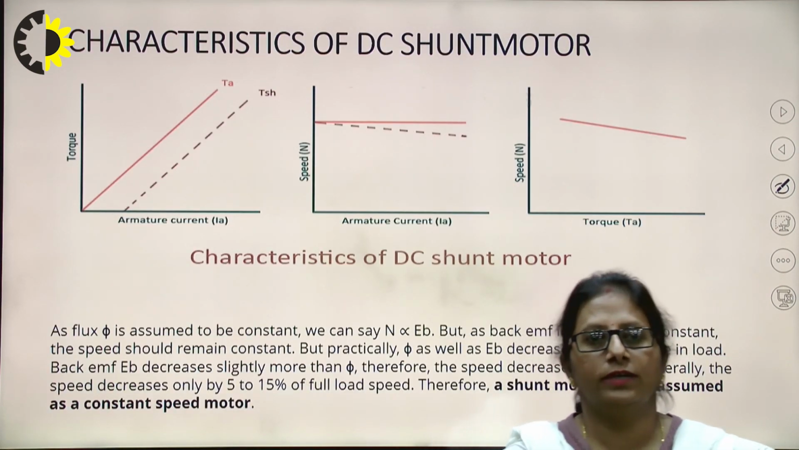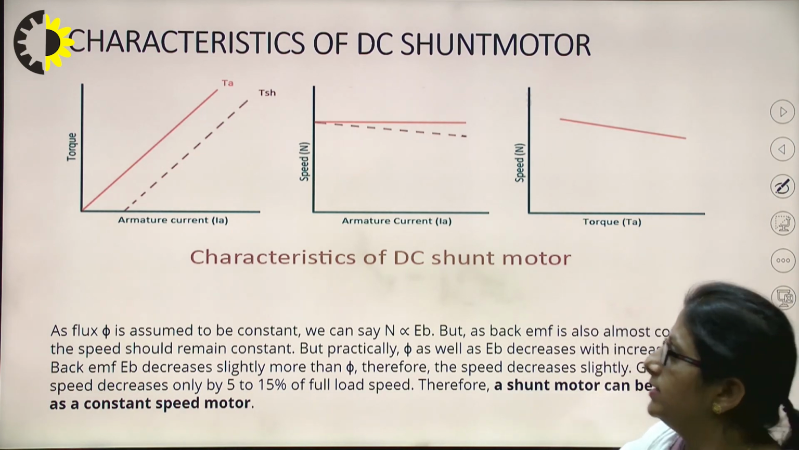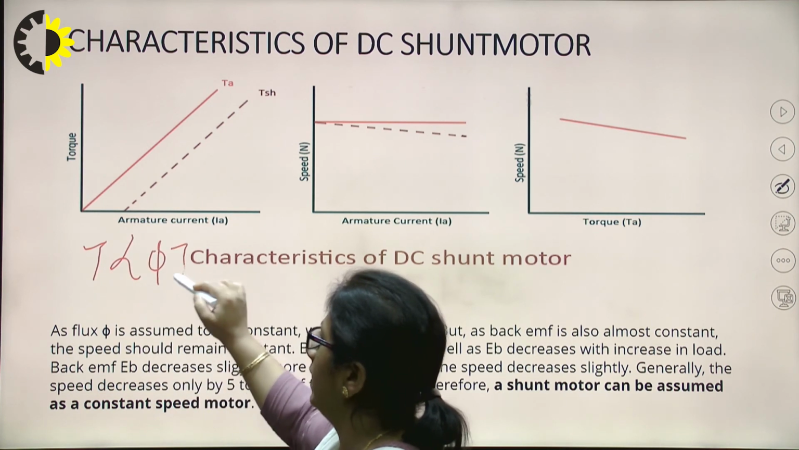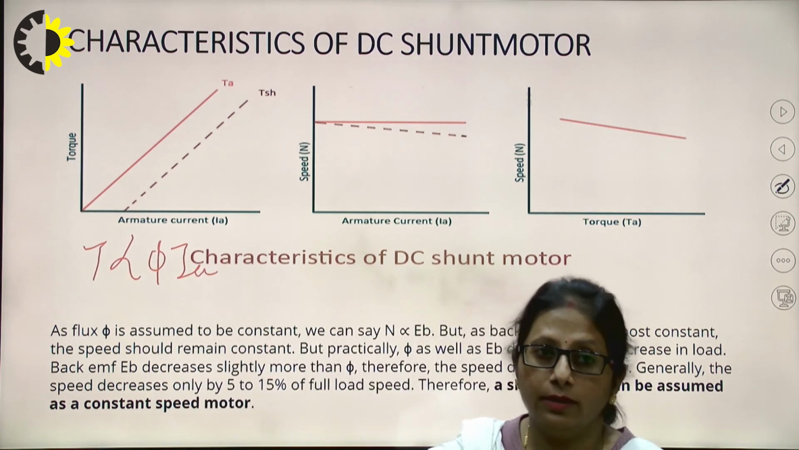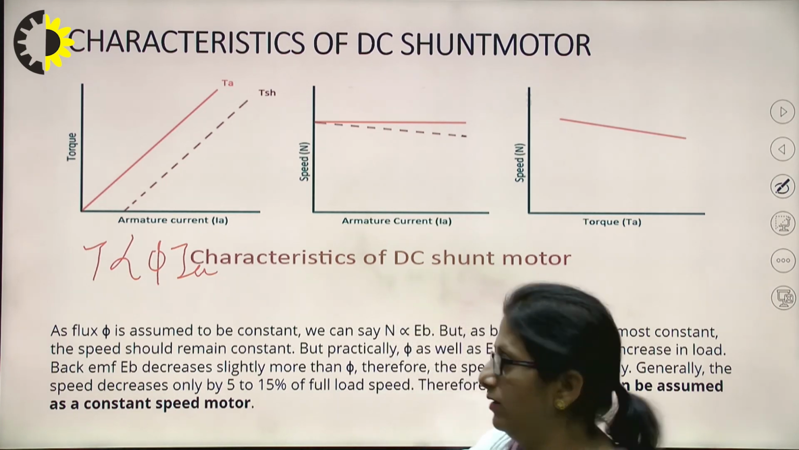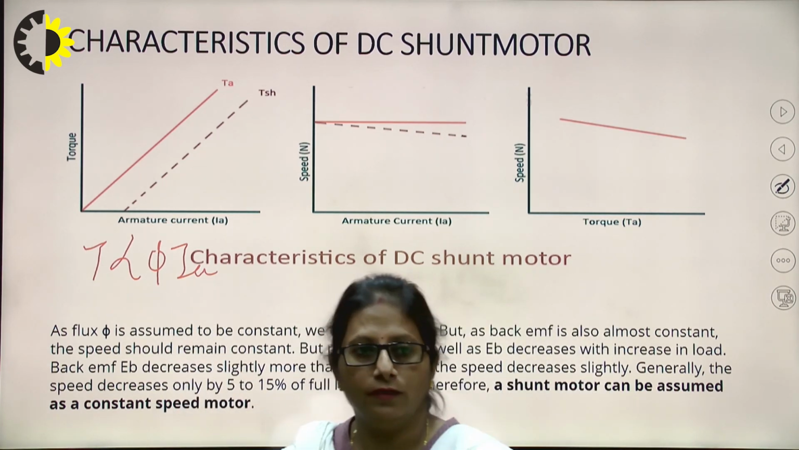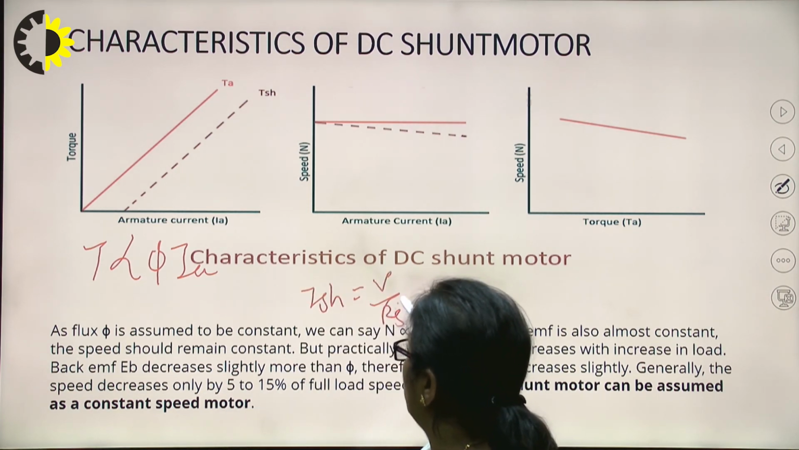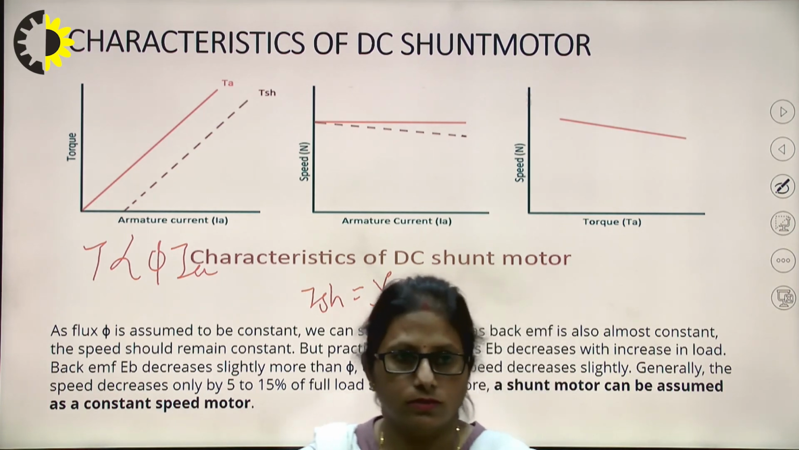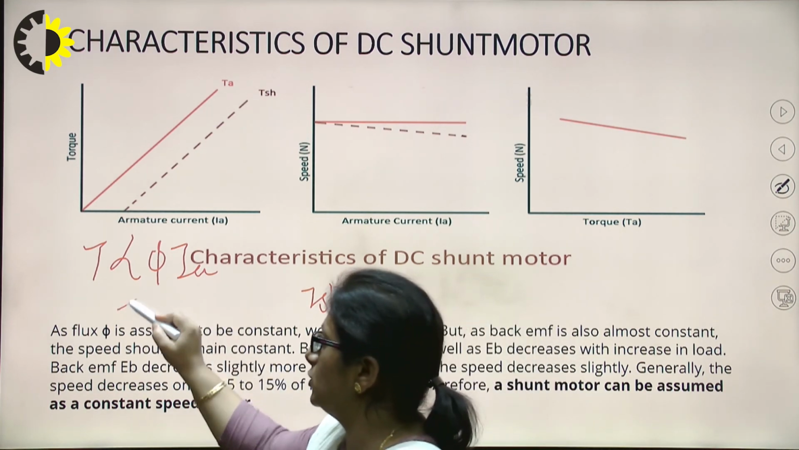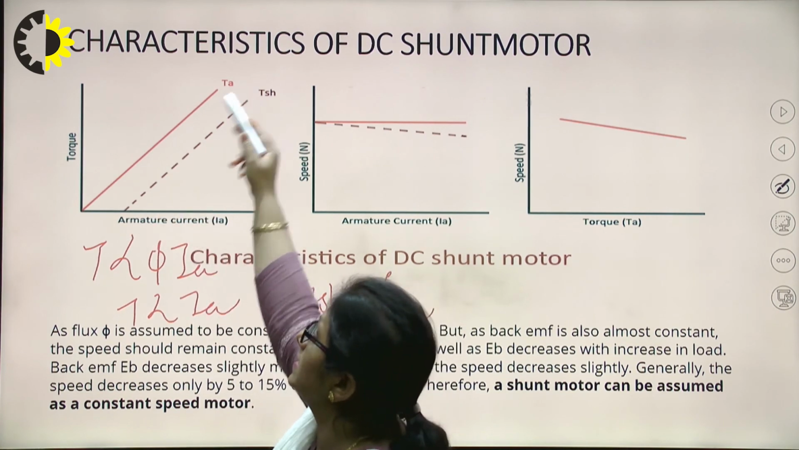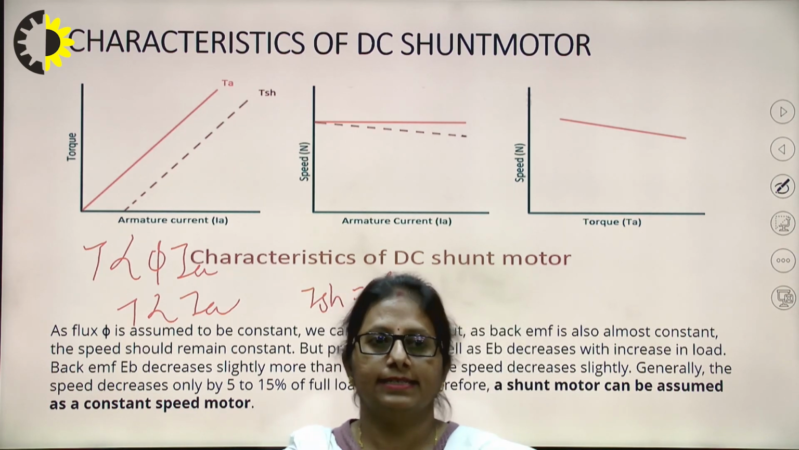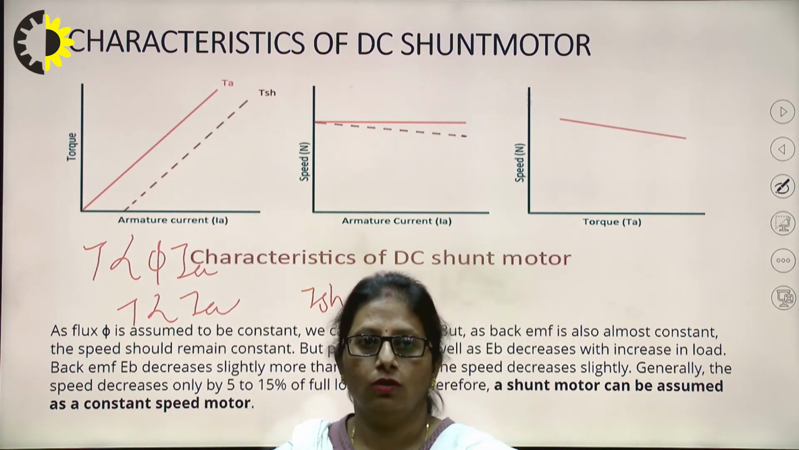Now the characteristics for a DC shunt motor. In this case, for the torque and armature current, the relationship is the same: torque is proportional to phi IA. But in case of a DC shunt motor, we know that the flux is constant. The flux is proportional to the current flowing in the field winding, that is ISH, which is given by V upon RSH. Both of these are constant, so the flux is also constant. So if the flux is constant, torque is directly proportional to armature current. That's why it is a straight line; the shaft torque is slightly lesser, that is, it lies behind the armature torque.